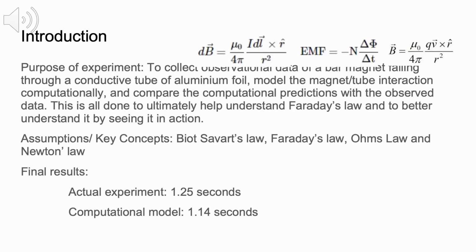Introduction. The purpose of the experiment is to collect observational data of a magnet falling through a conductive tube of aluminum foil and model the magnet/tube interaction computationally, then compare the computational predictions with the observed data. This is all done to ultimately help us understand Faraday's law by seeing it in action. Some concepts we'll be using for this lab include the Biot-Savart law, Faraday's law, and Newton's law.